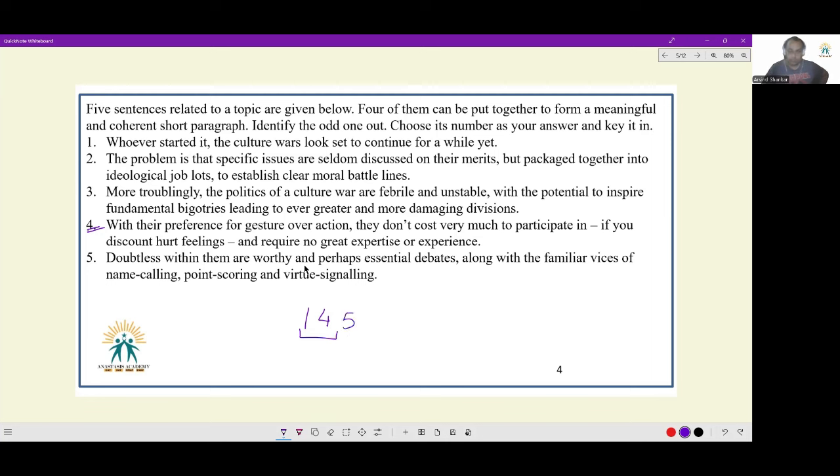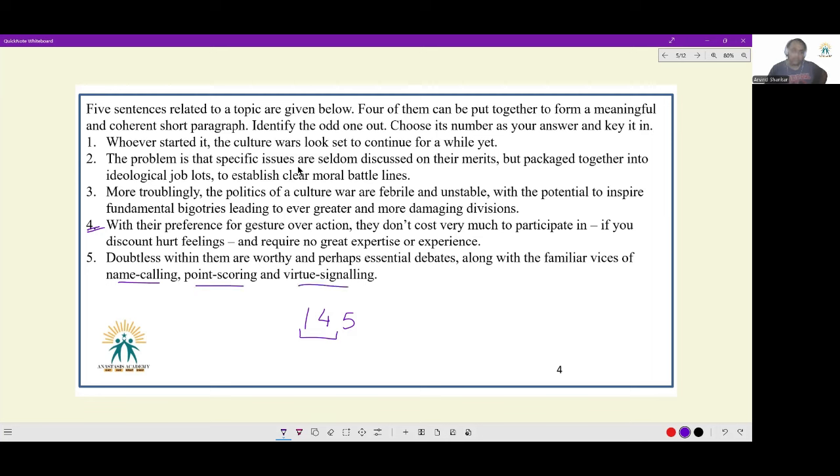Doubtless within them are worthy and perhaps essential debates, along with the familiar vices of name calling, point scoring, and virtue signaling. So culture wars also contain some important issues, but then there is a lot of name calling, there is a lot of whataboutism involved in culture war debates. So now we are left with whether 3 would come or 2 would come. See, 5 is mentioning these problems, point scoring, virtue signaling.